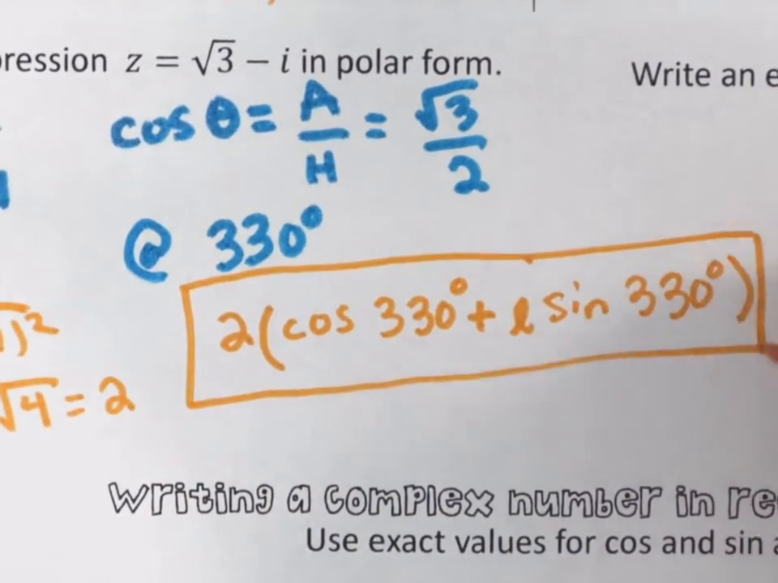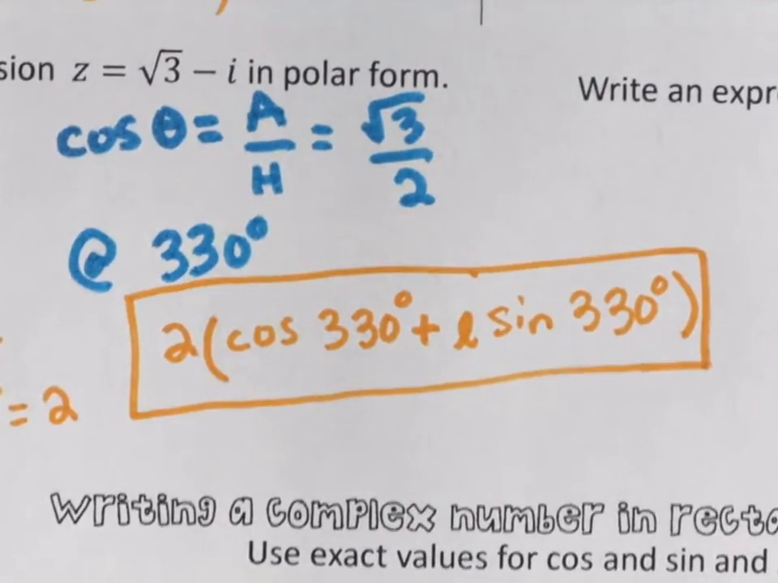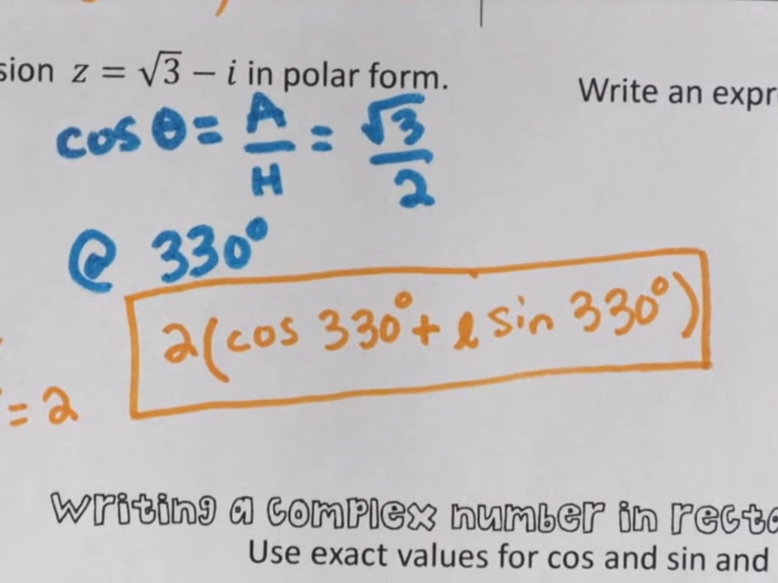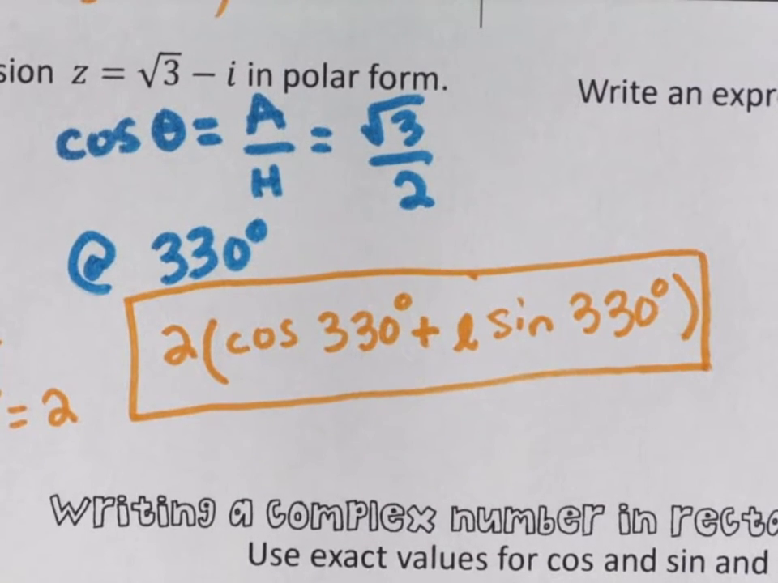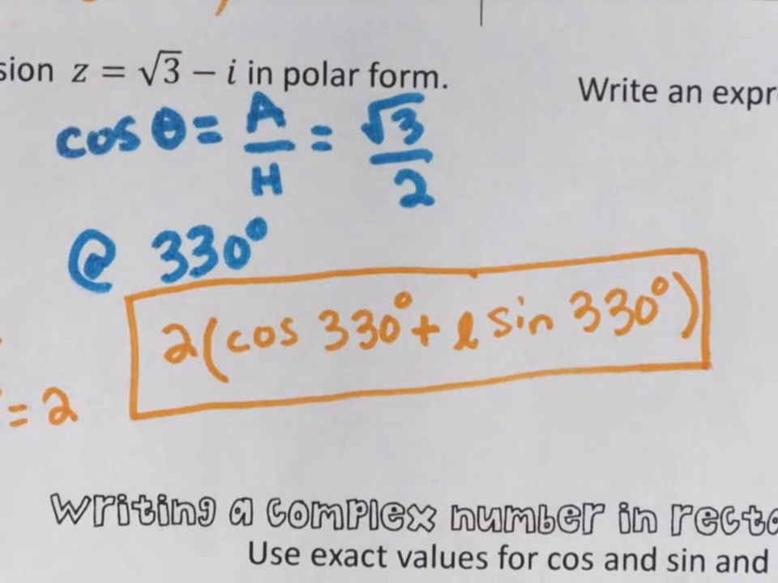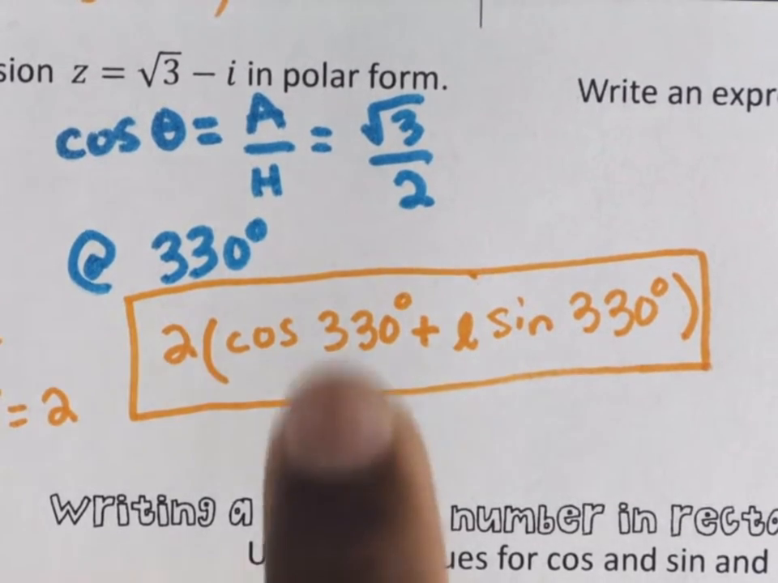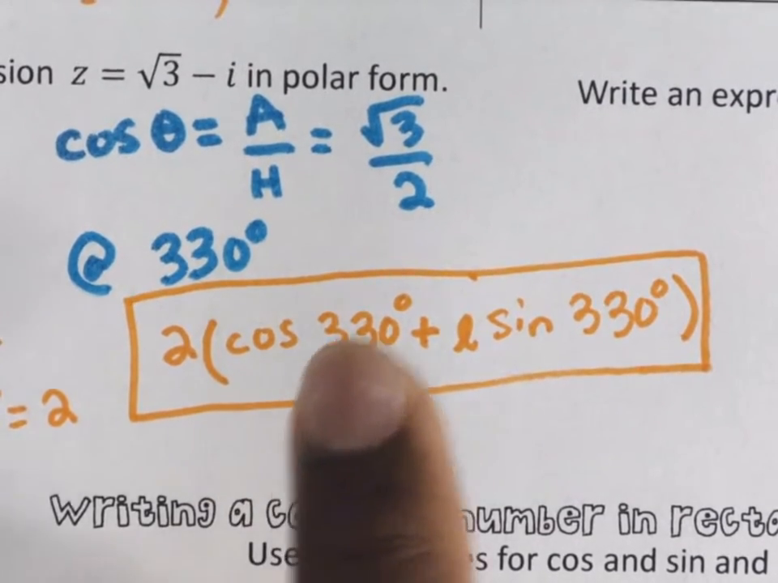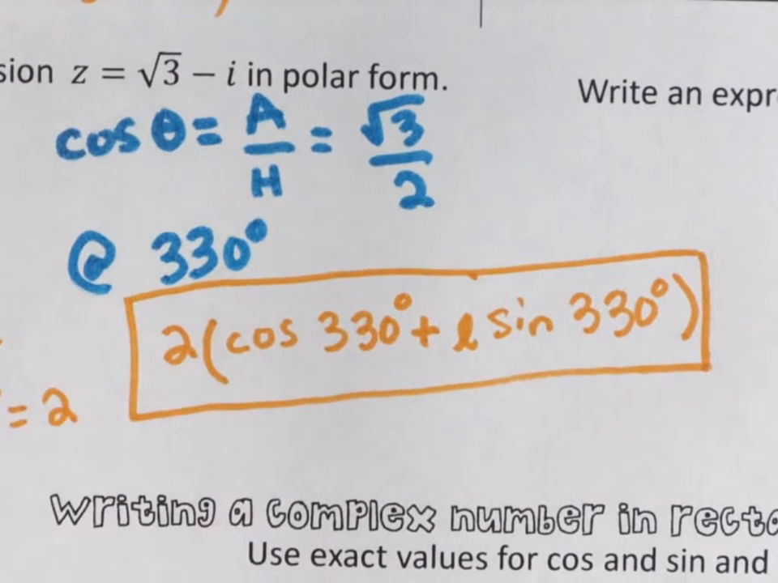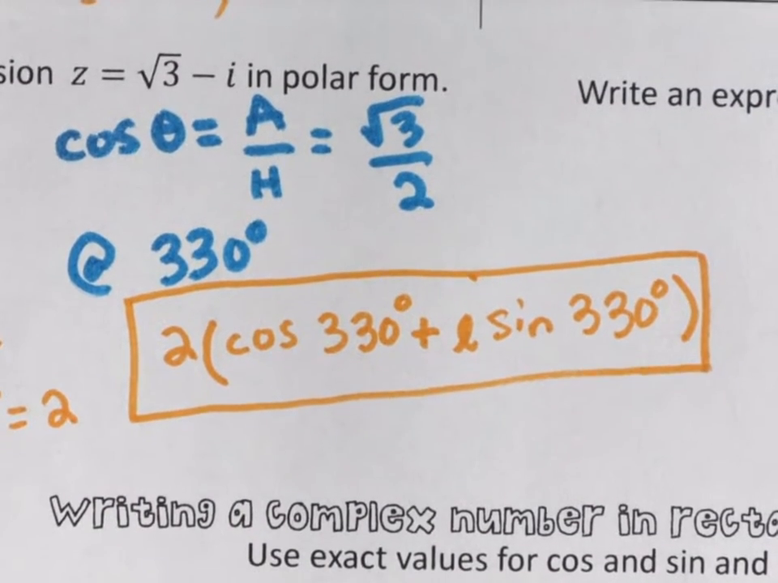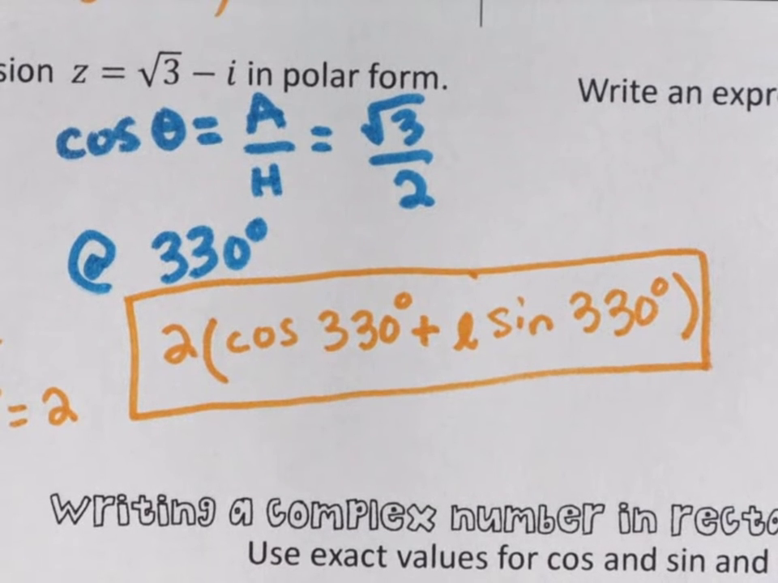Oh, you just plug it in, you don't like solve it? Do we solve it later, or do we solve it now? That's just it. If you were going backwards, you would solve it. Like I would find cosine of 330, I'd say, oh, that's root 3 over 2. And then I multiply by 2, and then I would get what I started with. So yeah, you just leave it like this.